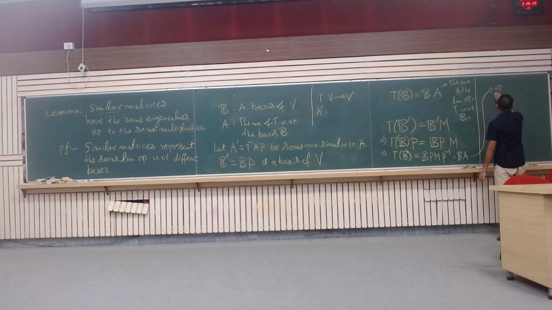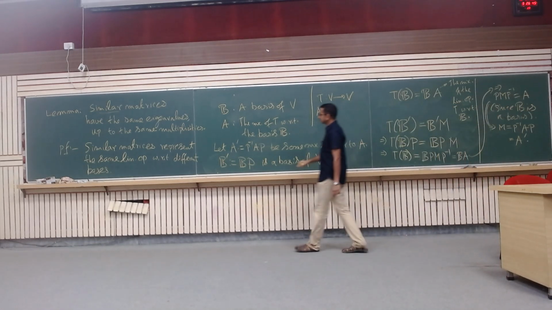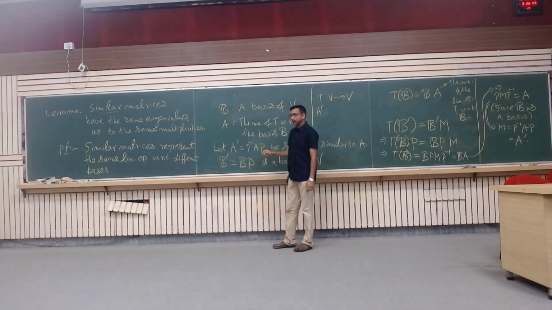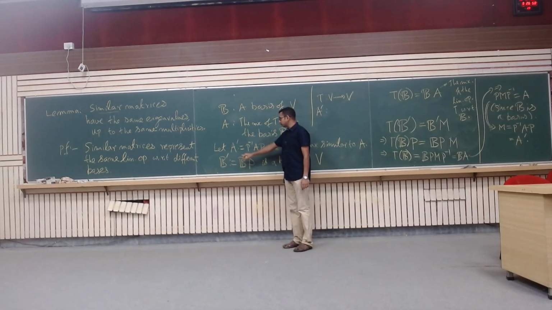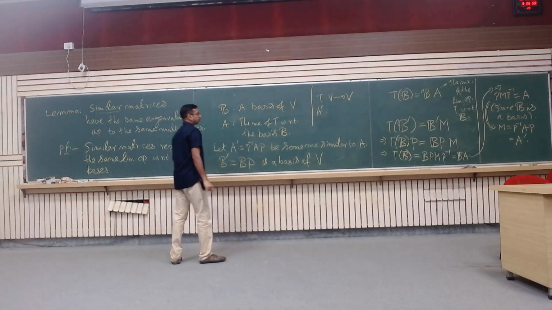That implies PMP inverse is equal to A since B is a basis, okay? And that then implies that M is equal to P inverse AP, that is A dash, okay? So A dash is indeed the matrix of representation of the linear operator T with respect to the new basis B dash, okay? All right.